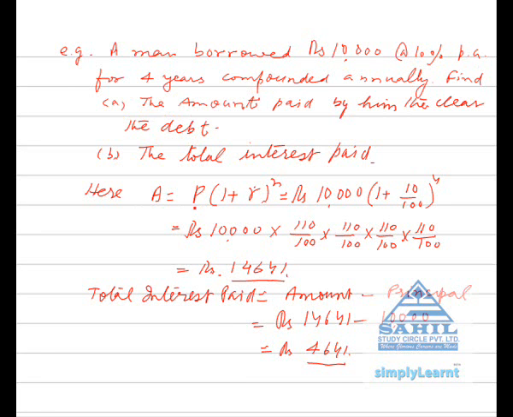Here A is equal to P into (1 plus R) to the power n, which is equal to ₹10,000 into (1 plus 10 by 100) to the power 4, which upon calculation gives 14641. Total interest paid is amount minus principal, which is 14641 minus 10,000, that is 4,641.